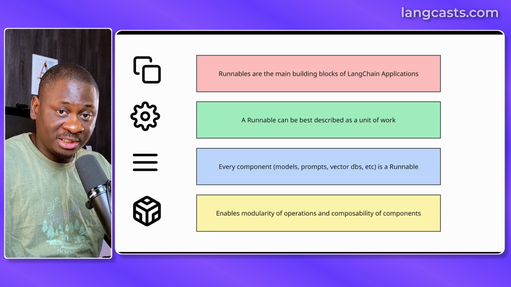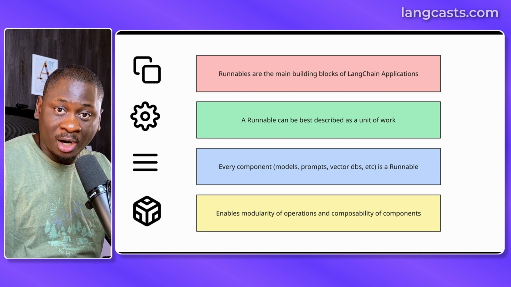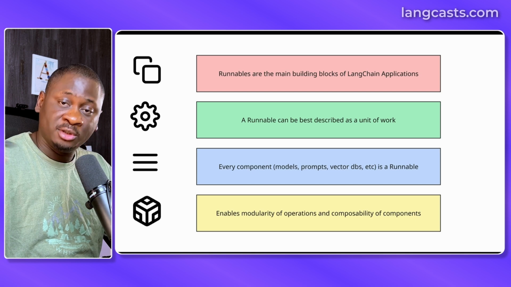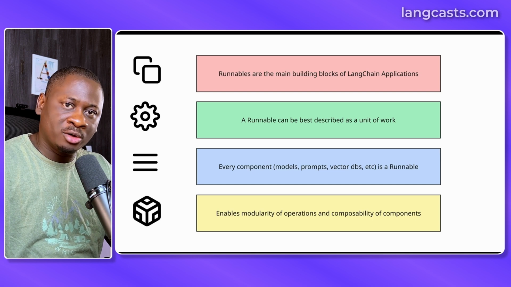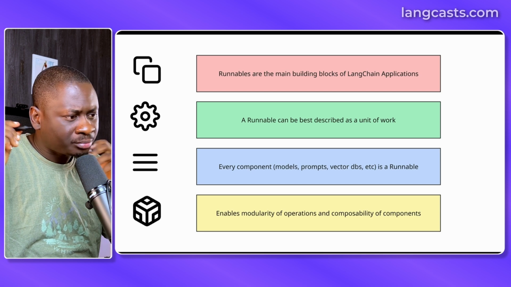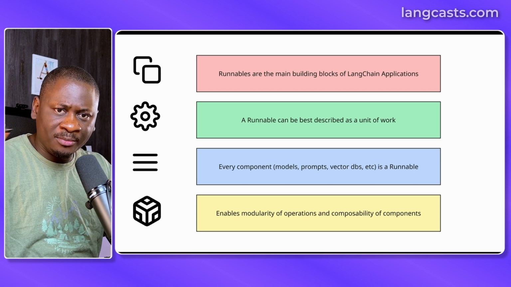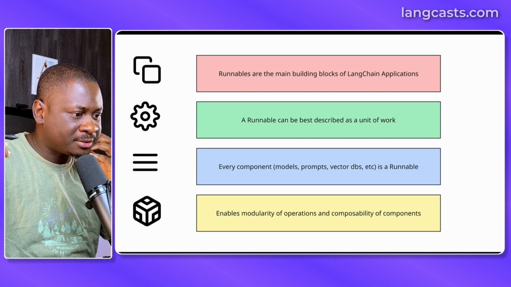Because everything in LangChain is about building workflows, building LLM-powered workflows. And when you move into LangGraph, you get to build highly complex agents. Everything is still about composing components together to achieve a certain task. So runnables are the main building blocks of LangChain, and they power the whole composability of components.